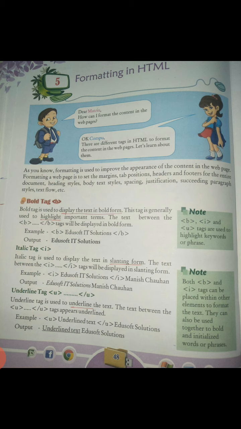Bold tag is for making the font bold, or making the content look in bold form. Then we have learned italic tag, which is used to make the text in slanting form. Then we have learned underline tag. Underline tag is used to underline the content that you want.